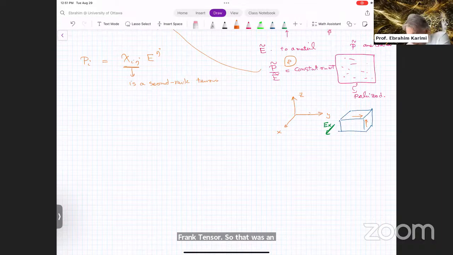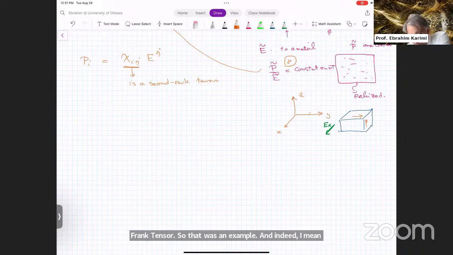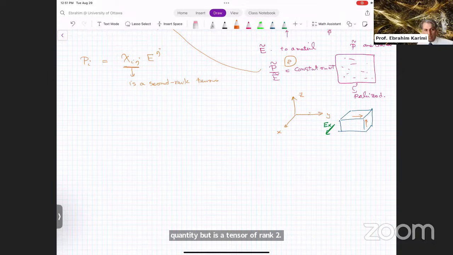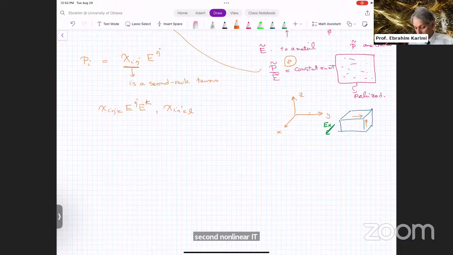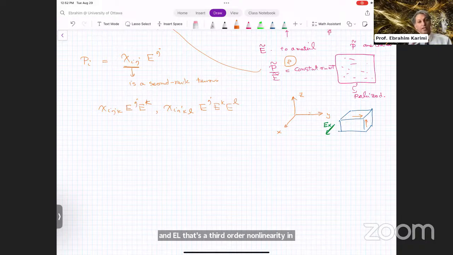So that was an example. And indeed, you can see in the laboratory that we have materials which have this chi_ij, which is not a scalar quantity but a tensor of rank 2. And you can look at the nonlinear properties of the material and get to higher order nonlinearity, and higher order nonlinearities have higher order tensors. They have chi_ijk, chi_ijkl. That is what we call E_j E_k, the second order nonlinearity. And then we have E_j, E_k, and E_l, a third order nonlinearity in the material. So this is the way the material responds to an external electric field.